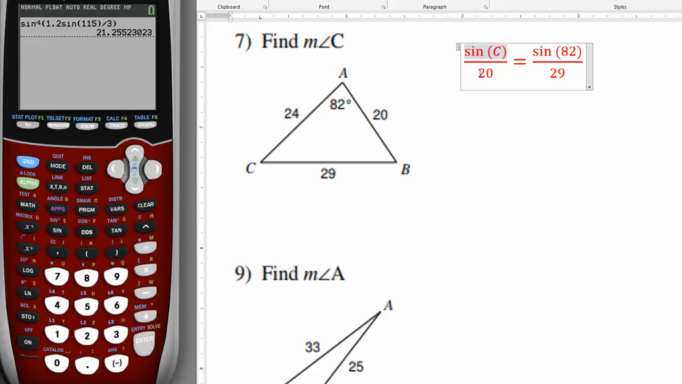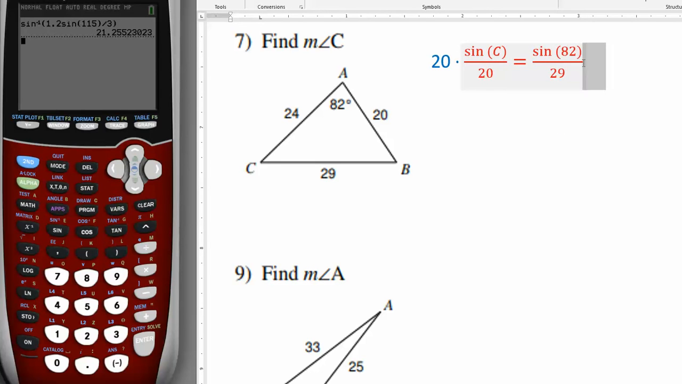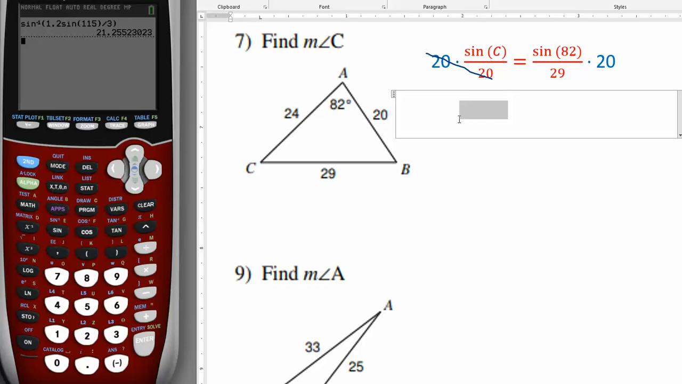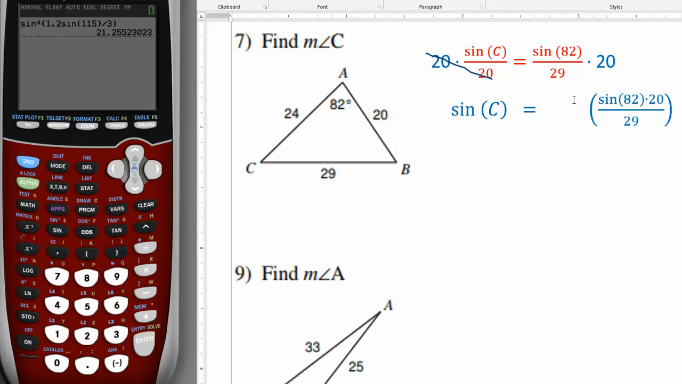So we're going to have sine of C over 20 equals the sine of 82 over 29, because those are the corresponding sides. To isolate the sine of C, we're going to multiply by 20 on both sides. The 20s will eliminate each other's presence because they're opposites of each other. And we're going to be left with sine of C equals sine of 82 times 20 divided by 29.